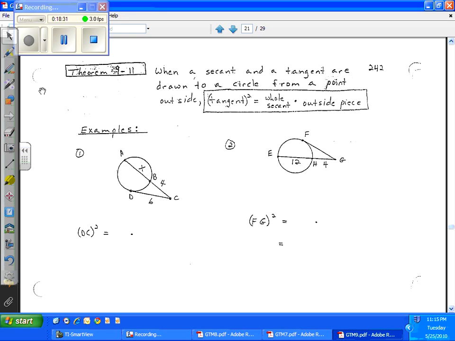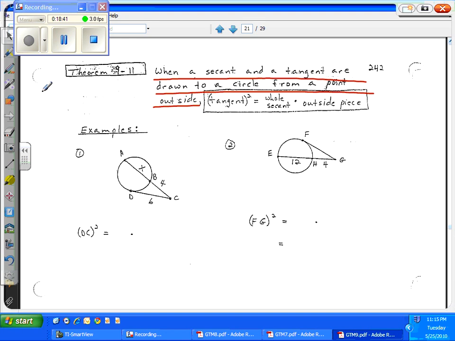Now we're looking at a secant and a tangent. When a secant and a tangent are drawn to a circle from a point outside of the circle, then the square of the tangent is equal to the whole secant times its outside piece. Now, the fancy way to say whole secant times outside piece is secant times its external segment. So tangent squared equals the product of the secant and external segment. Example.